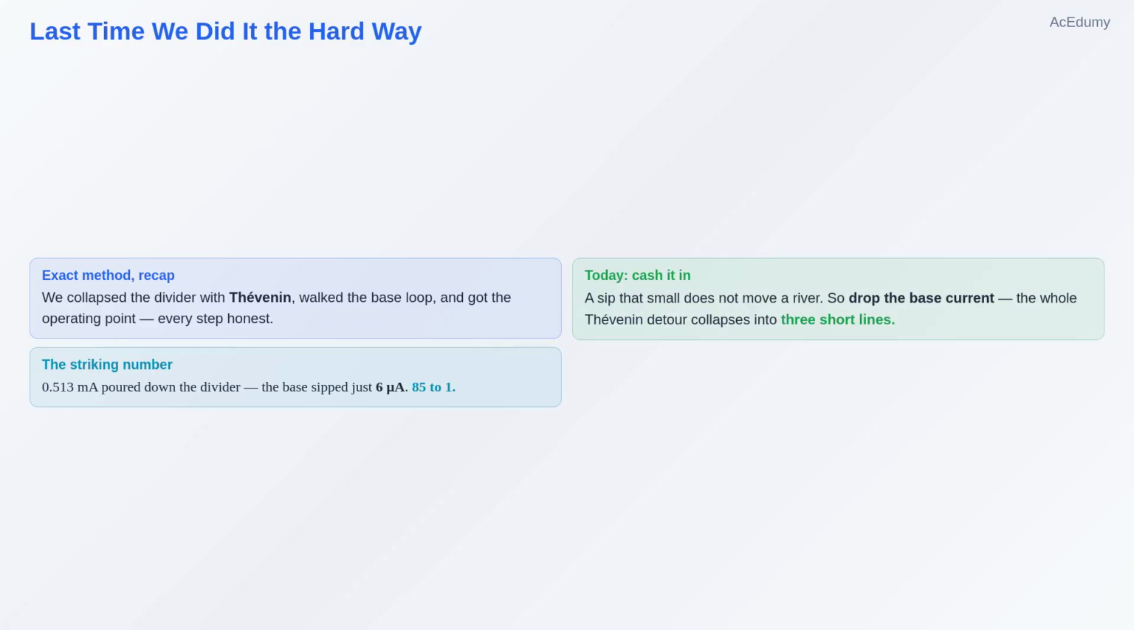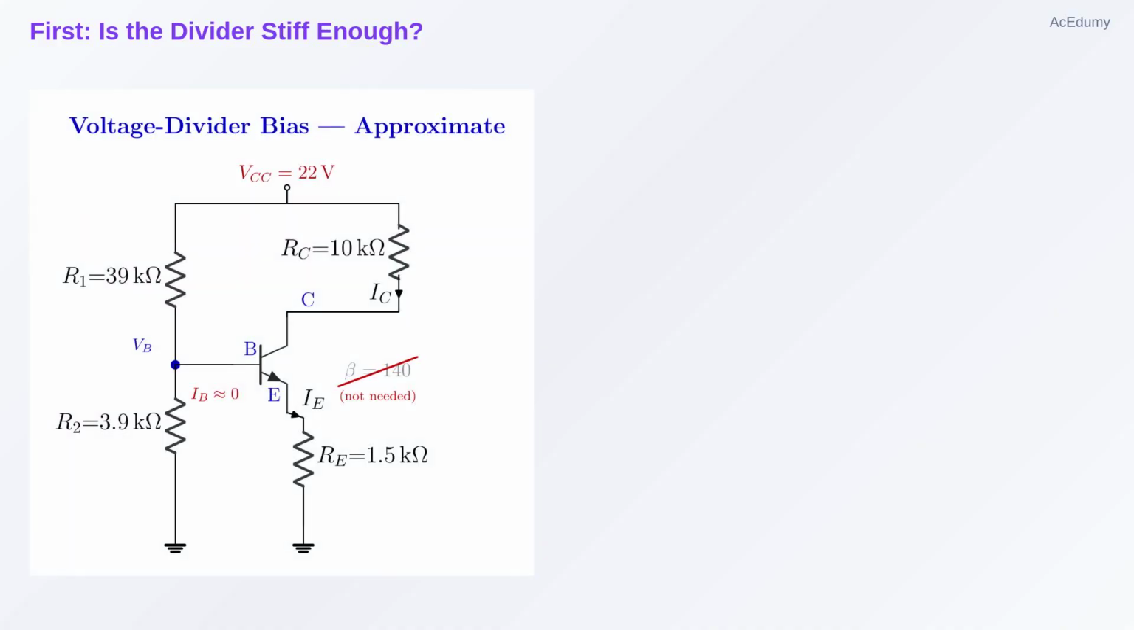If the base current is truly negligible, why carry it at all? Drop it, and the whole Thévenin detour collapses into 3 short lines. But there is a condition, and an engineer always checks the condition before taking the shortcut. So let us start there. Here is the same circuit, and here is the question we must ask first. Is the divider stiff enough?